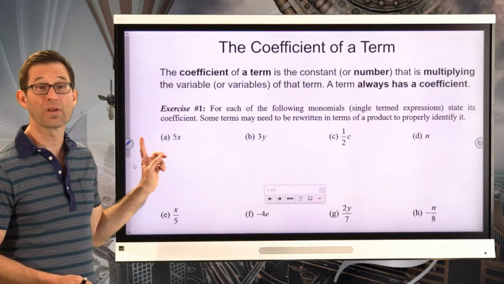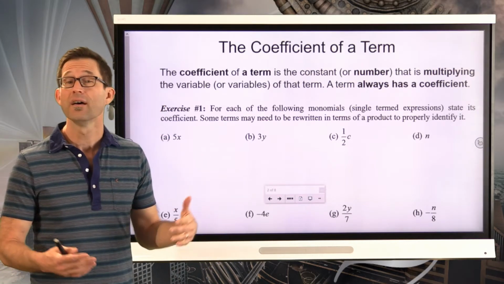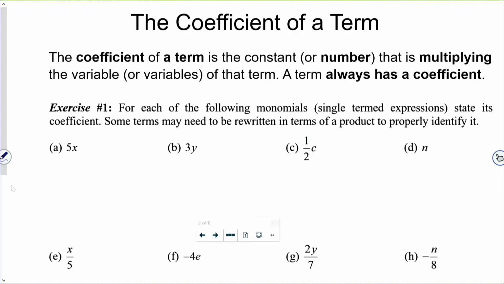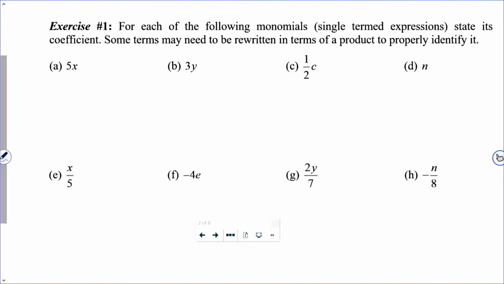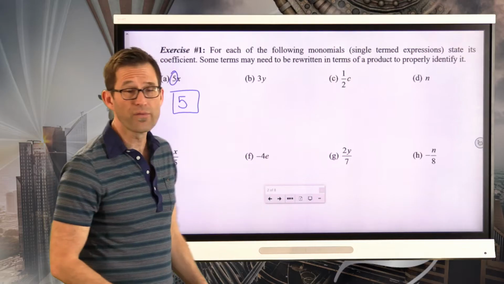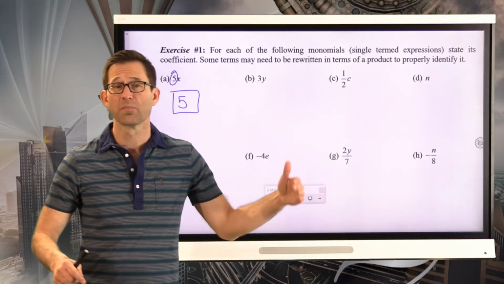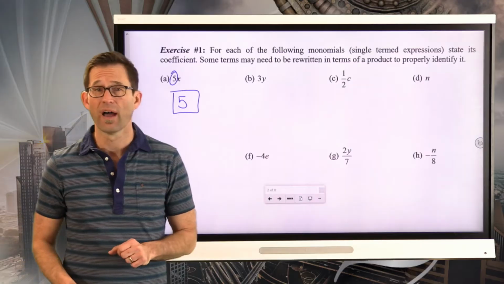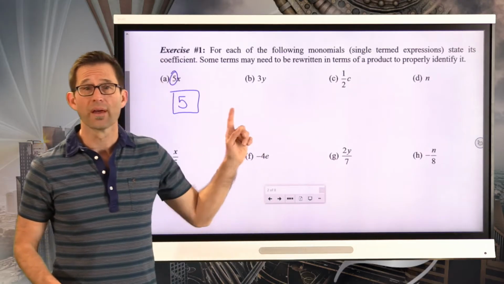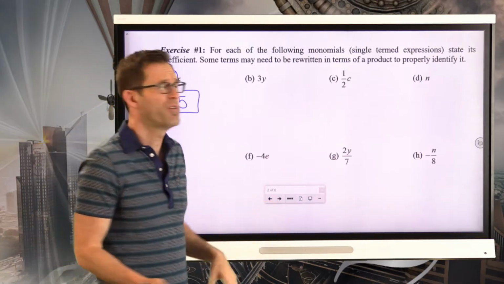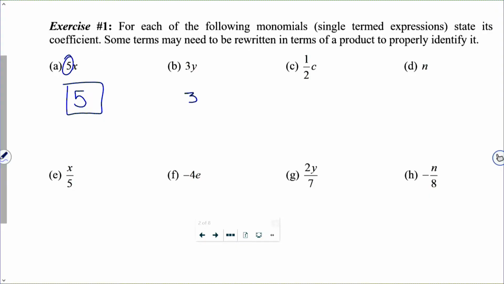So when I see something like 5x, it's very simple, right? The coefficient is simply 5. And again, what that's telling us is that we've got 5 x's being added together: x plus x plus x plus x plus x. The coefficient is 5. Likewise, something like letter B, 3 times y, the coefficient is 3. Piece of cake.